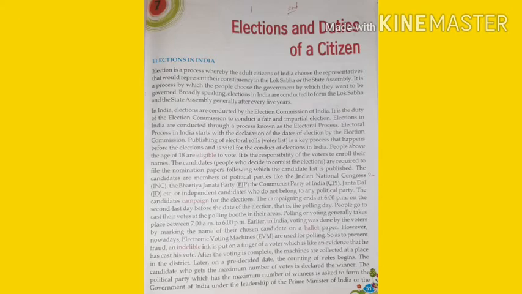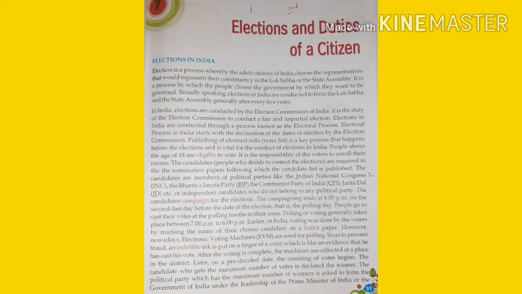The candidates campaign for the election, meaning they try to convince the people to vote for them, and the campaigning ends at 6 p.m. on the second last day before the date of the election, that is known as the polling day. People go to cast their votes at the polling booths in their areas. Polling or voting generally takes place between 7 a.m. to 6 p.m. But earlier in India, voting was done by the voters by marking the name of their chosen candidate on a ballot paper.